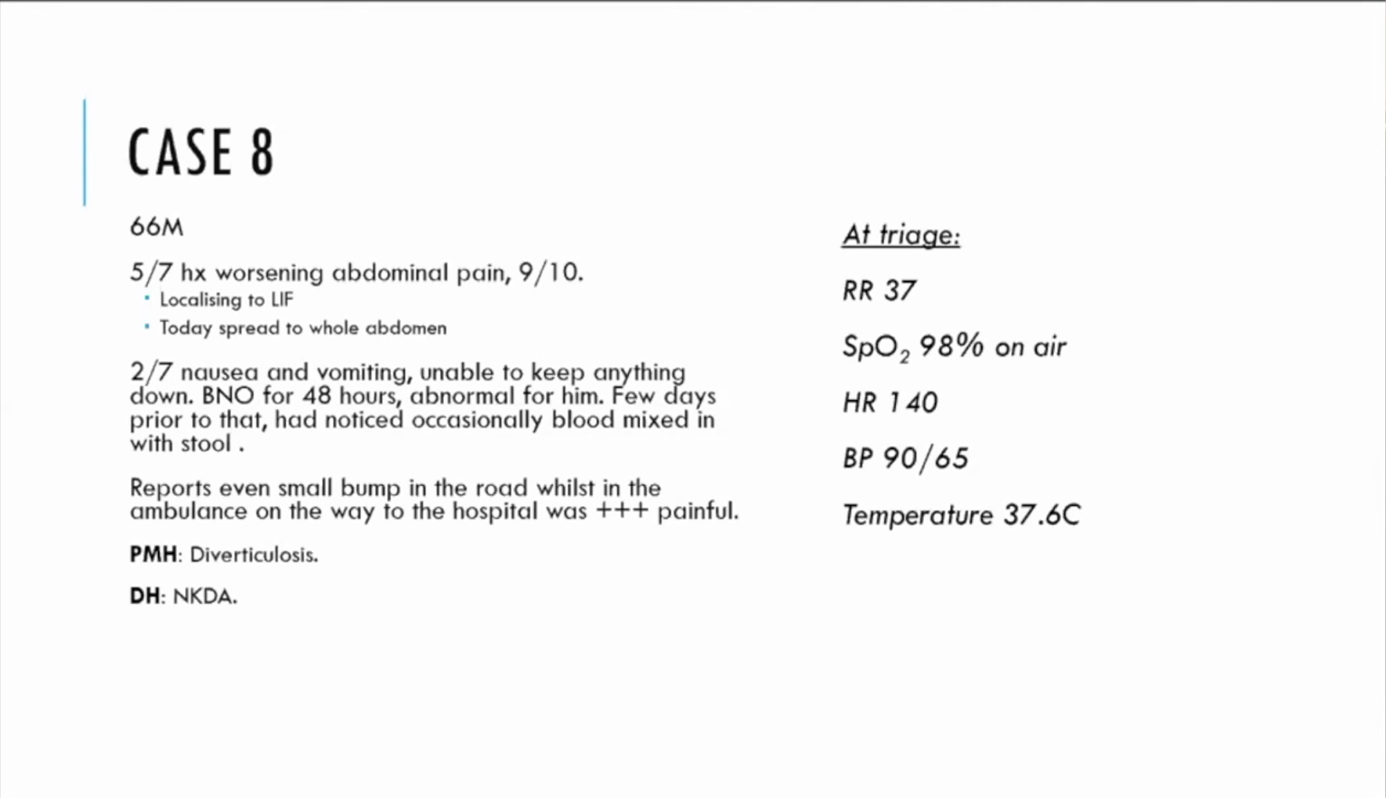Case 8. A 66-year-old male, a 5-day history of worsening abdominal pain, which is pretty bad, 9 out of 10. It localizes to the left iliac fossa initially, but today it's spread to the whole abdomen. A couple of days of nausea and vomiting, can't keep anything down. B&O, sorry if this wasn't clear, it's bowels not open, which is quite an important part of the question. So apologies from my end.